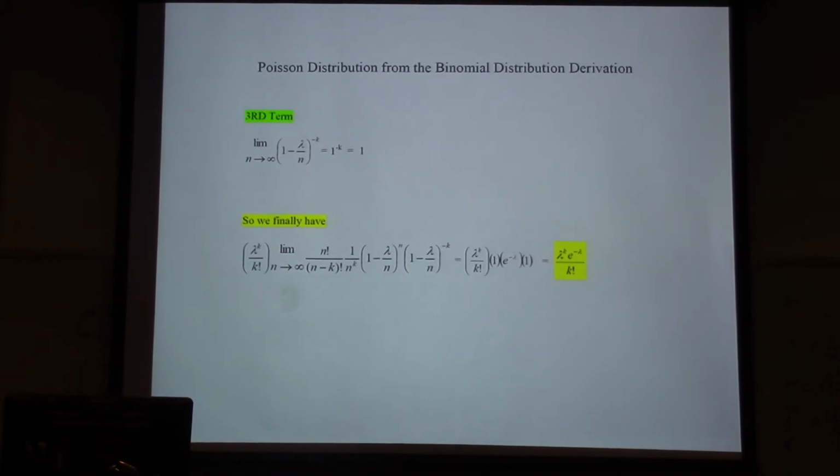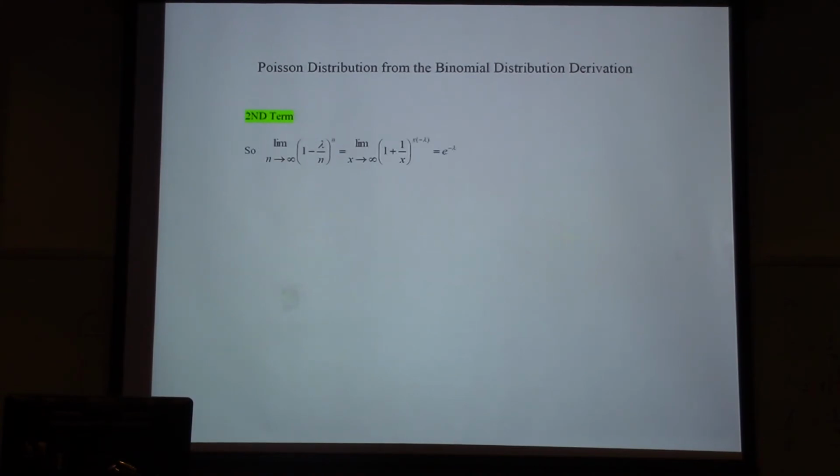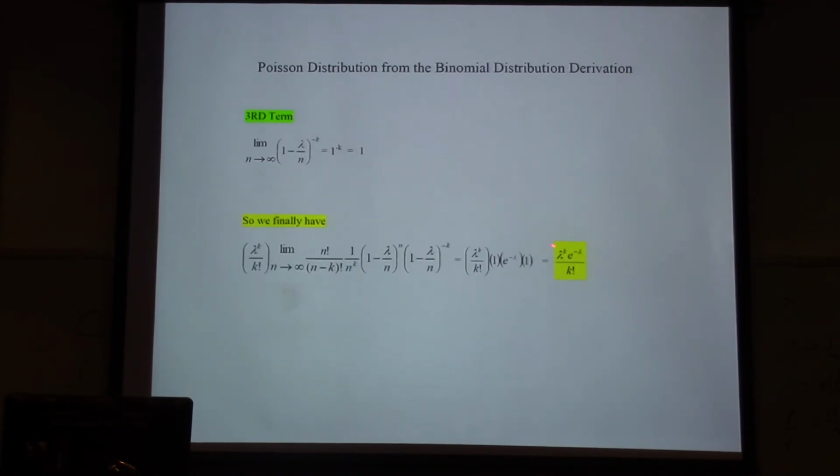1 to any power is going to be 1. So finally, with these terms going the way they are, we have this in front of the limit. And so therefore, lambda to the k and k factorial come in. And the only term that gives us anything at all is the second term. And the second term gives us lambda to the k, e to the minus lambda, over k factorial. That's the Poisson distribution. We got it directly out of taking the binomial distribution to the limit of n going to infinity.